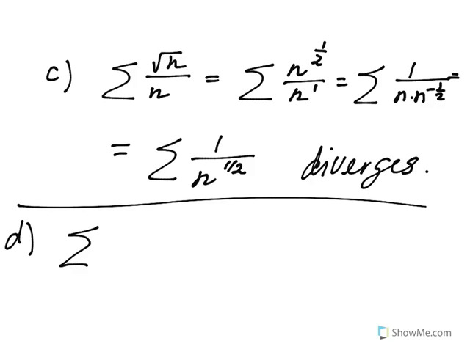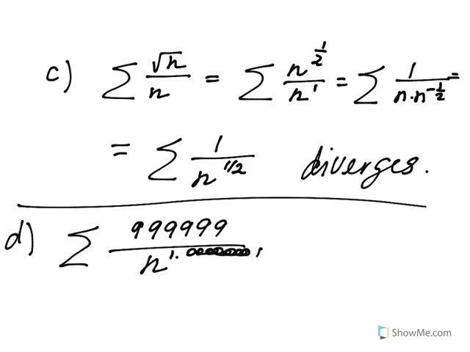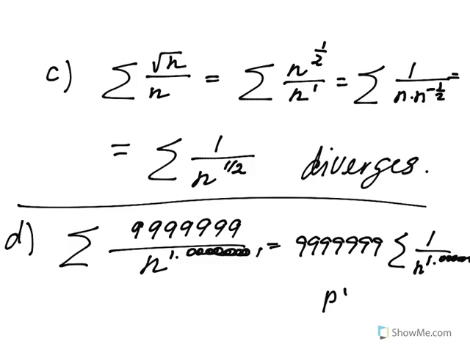D. Oh, d is weird. It's 99999, God knows how many nines, over n to the power of 1.00000001. This one looks really strange, but never mind this. We have, I don't know how many nines we have. We can just pull it out. Doesn't really matter. And then you just look at 1 over n to the power of 1.00000001. Since your exponent is greater than 1, then your series converges.